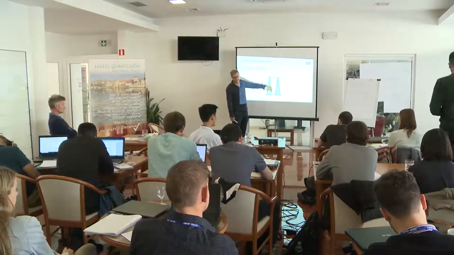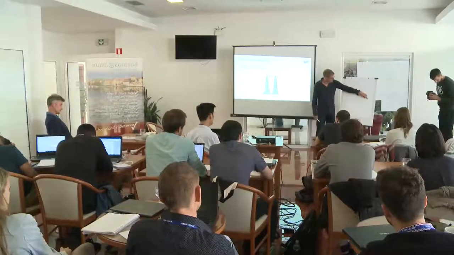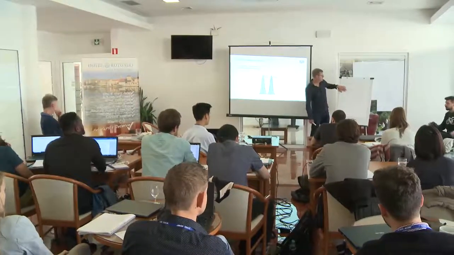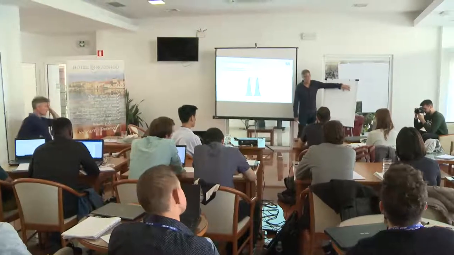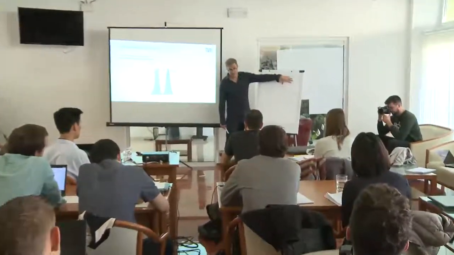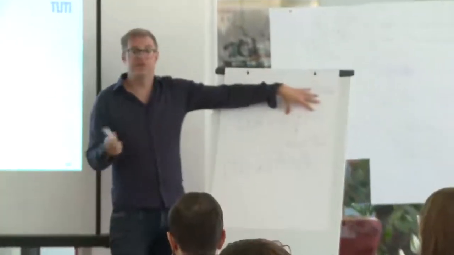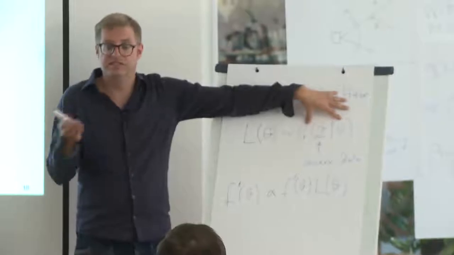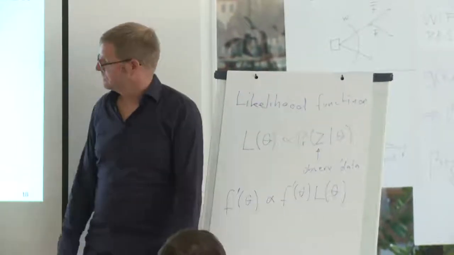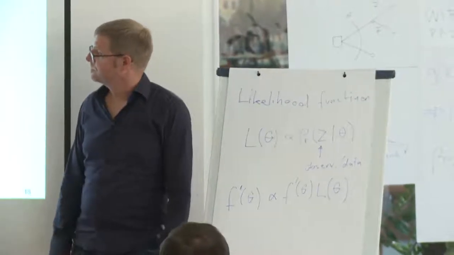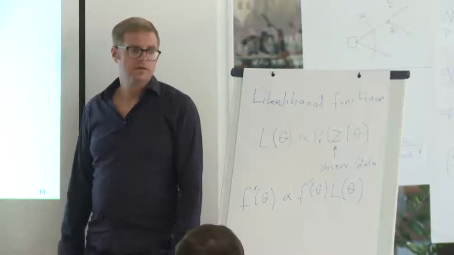So this here will be the probability density, with the mean value being the true value, and a fixed standard deviation that represents your measurement error. And that's also a likelihood function. But that's almost trivial.